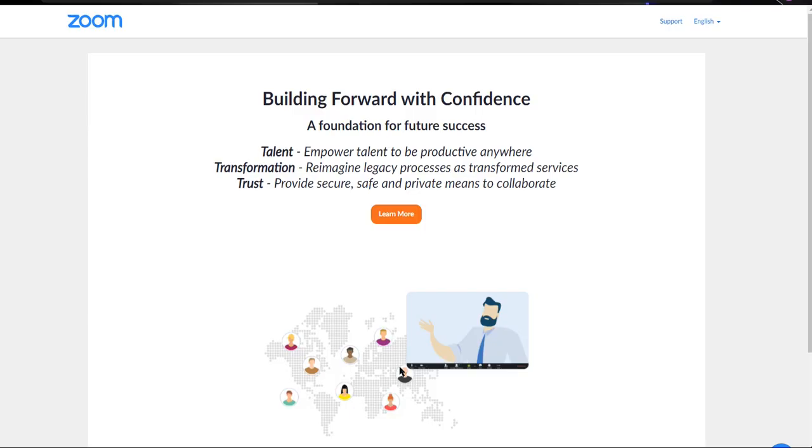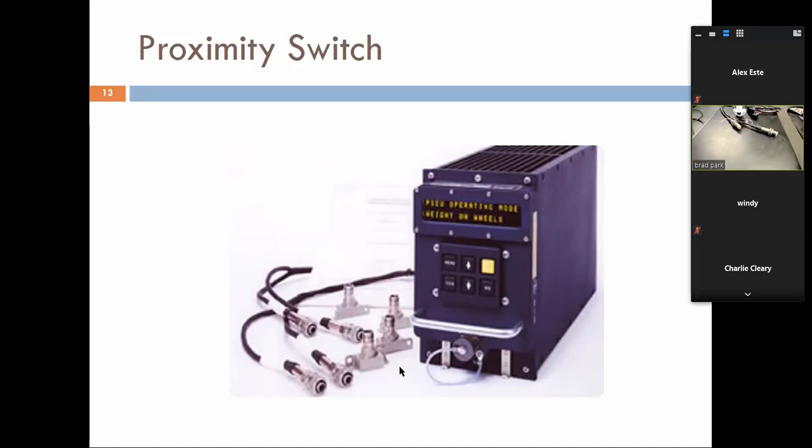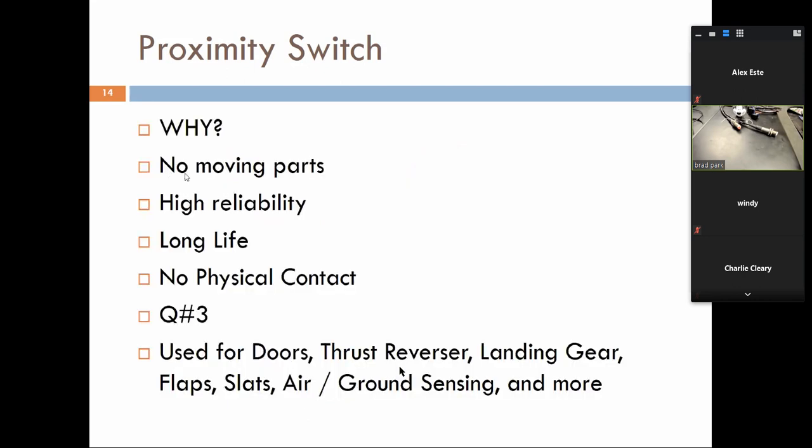So the box is basically your brains, and then a bunch of sensors. Why would we want to use proximity switches? Well, they have no moving parts, so we don't have to worry about contacting switches like micro switches. Very reliable. Again, they last a long time, and we don't have them contacting anything, so it doesn't touch the control surfaces.